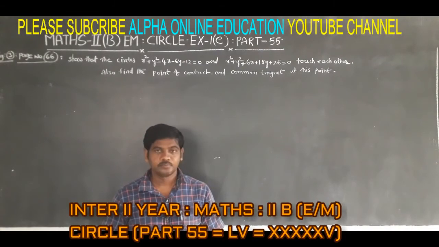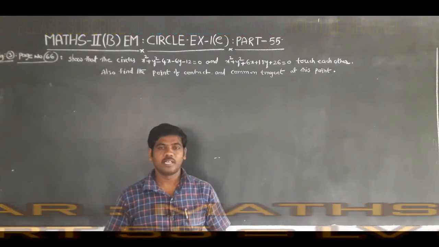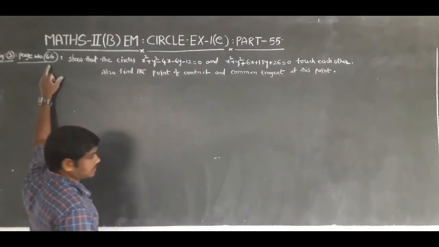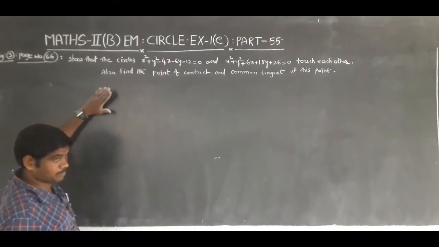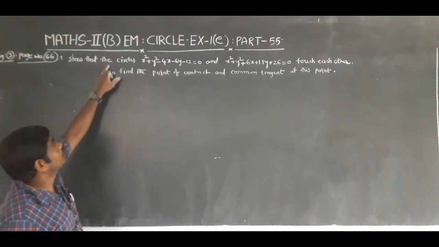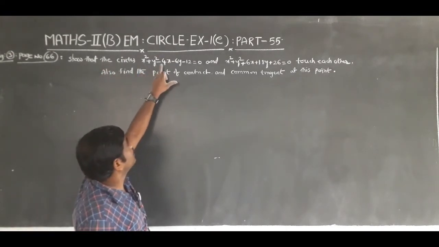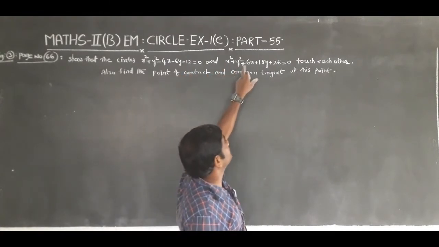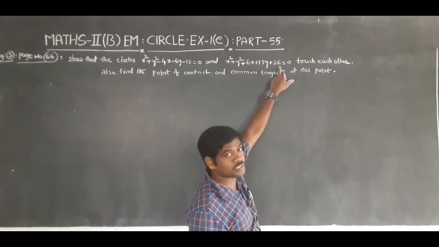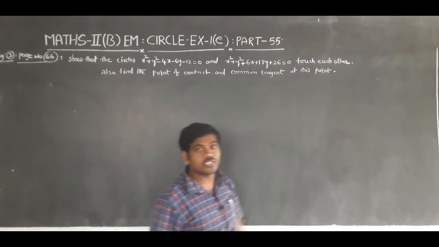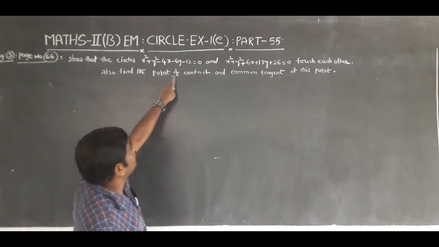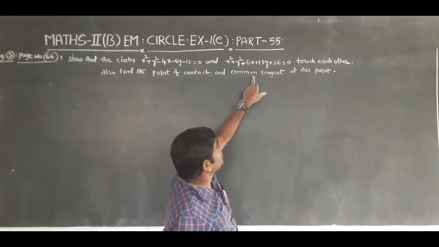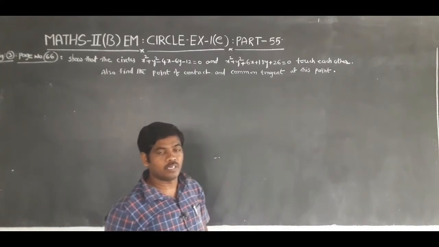Good morning, students. Today we solve one example problem, example number 3, page number 66. Most important problem in 7 marks. Show that the circles x square plus y square minus 4x minus 6y minus 12 equal to 0 and x square plus y square plus 6x plus 18y plus 26 is equal to 0 touch each other. Also find the point of contact and a common tangent at this point of contact.